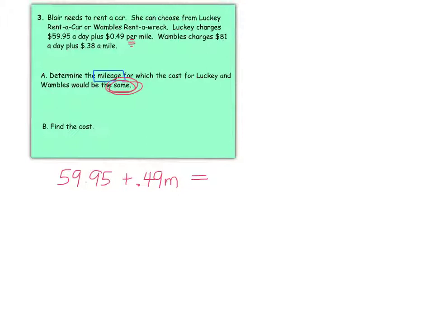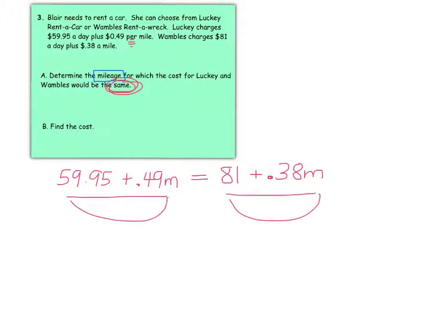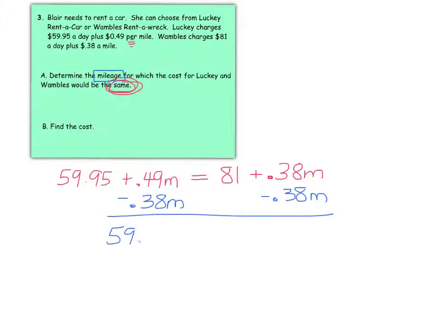So Wombles charges $81, holy cannoli, but only 38 cents per mile. So there's a little bit of a difference. So now that I have 2 equations, I'm going to go ahead and solve. I'm going to put my variables together first. So I'm going to take the 38 cents and move it over as a negative. That gives me $59.95 plus 11 cents per mile equals 81. I'm going to take that $59.95 to the other side.